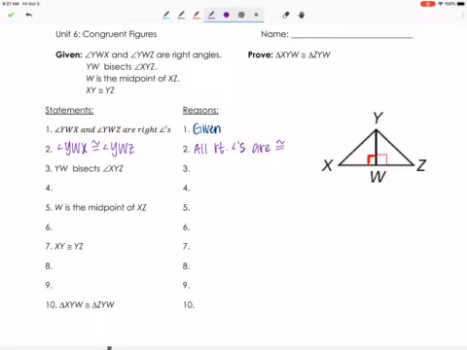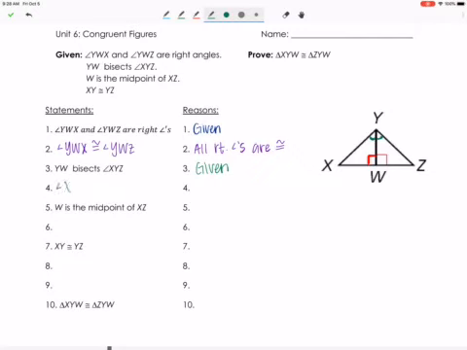Thirdly, they tell me that YW bisects angle XYZ. That was our second given statement. All right. If we think back to unit 1, 2, and 3, if YW bisects, that means it cuts in half. So on our picture, angle XYZ is this angle up here at the top. If it got split in half, then that means now this section, XYW, and this section, ZYW, should be congruent. All right, so that's going to be my next statement.